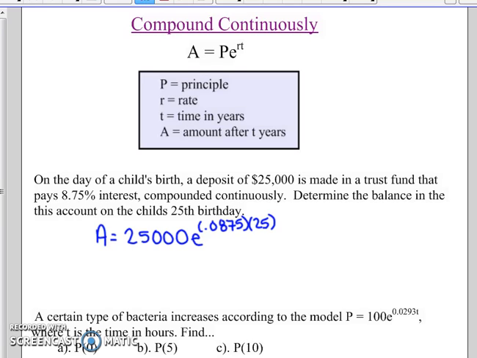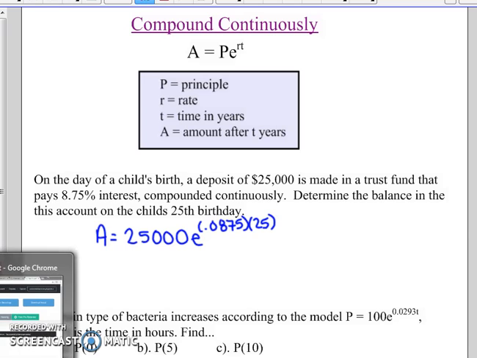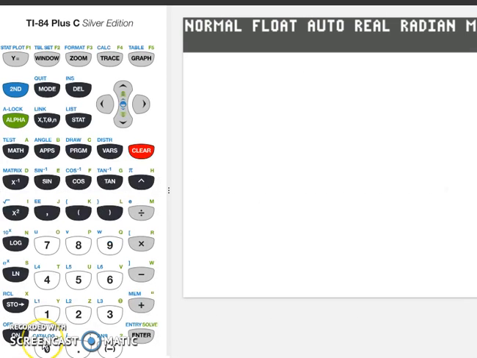So when you're plugging this into the calculator, you can either plug it in all in one shot, make sure you're careful with your parentheses, or you want to do the exponent first, so the 0.0875 times 25, and then E to that answer, and then that answer times 25,000. So if we were going to plug this into the calculator all at once, we would put in the 25,000 first, and then we put in the E.